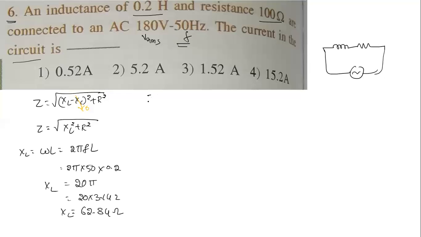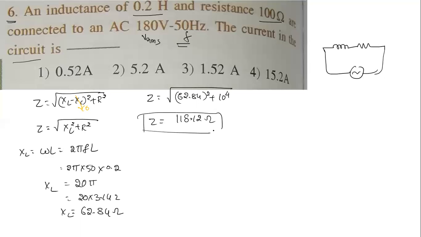Now I'll find impedance. Impedance equal to square root of what? Now XL is 62.84 whole square plus resistance is how much given? 100. So it is 10 power 4. 100 square means 10 power 4. So if you solve for this impedance, you're going to get an answer, how much now? Impedance is 118.12 ohm.